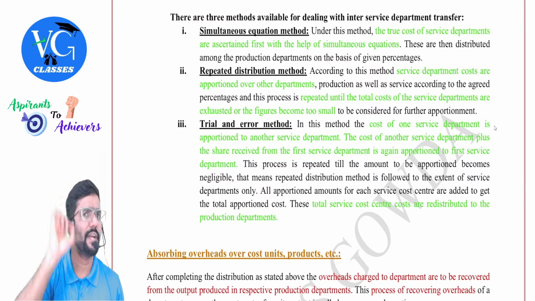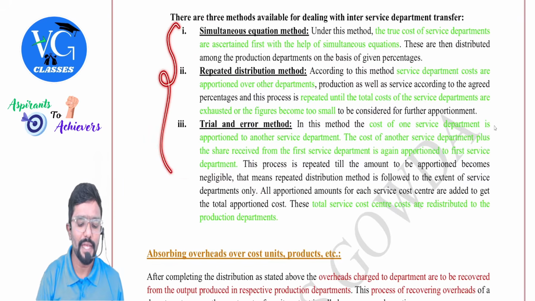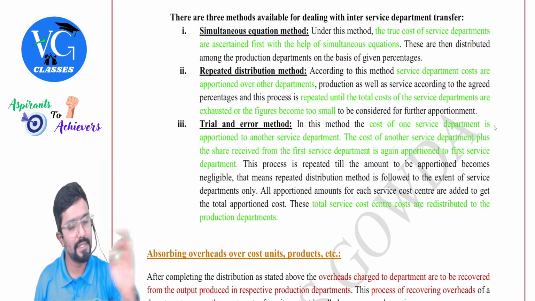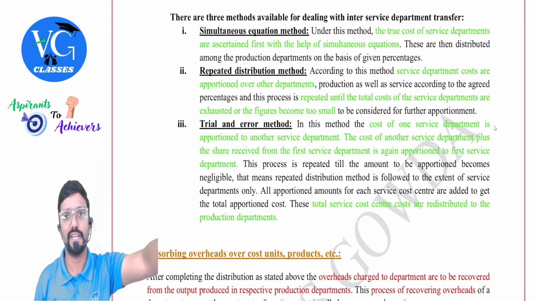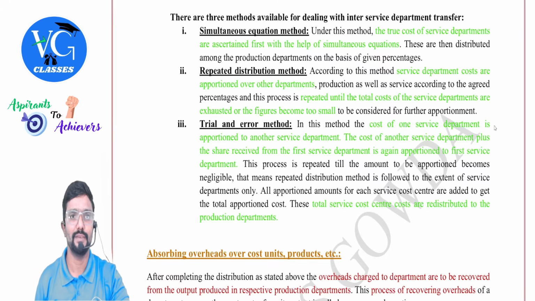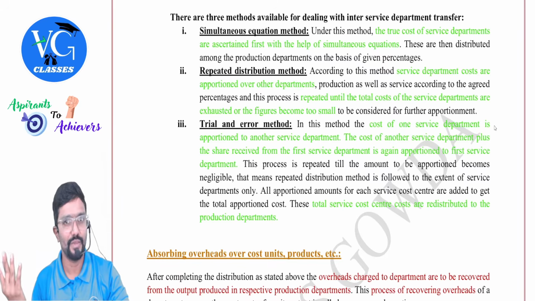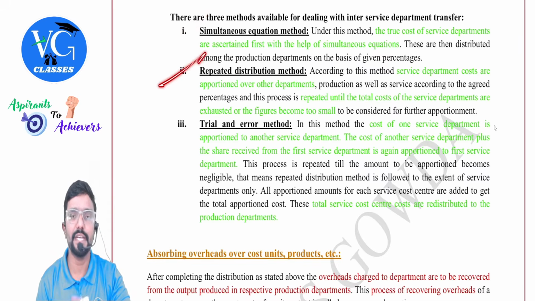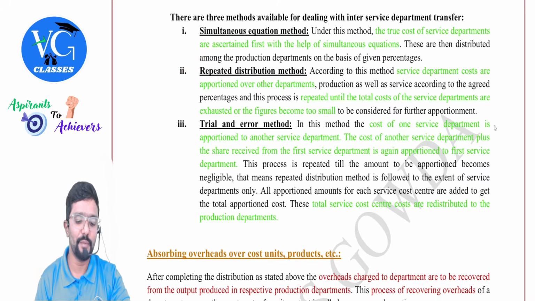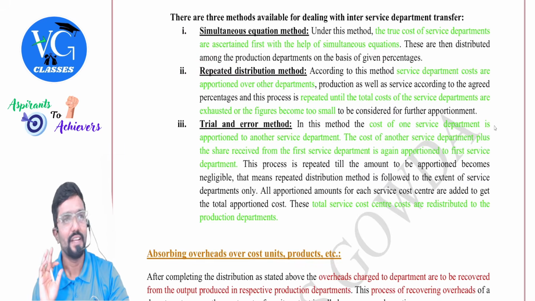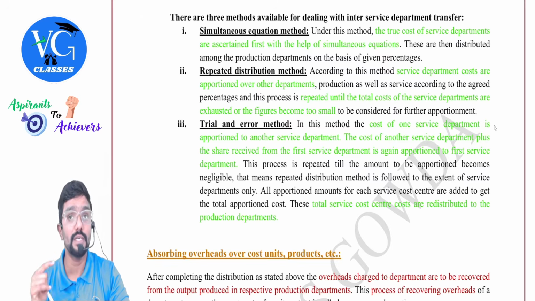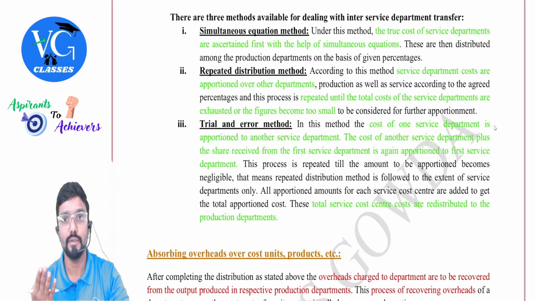Guys, one more thing. Let me clarify it before only. If you follow any of these methods, the end result will remain the same. All 3 methods, end result is same. The only way we do it is different, but the end result will remain same. Clear? Yes. And in the question, they would have asked which method you have to follow. If by chance the question is silent, you can follow simultaneous equation or repeated distribution. Preferably, you follow repeated because it will save time. Hope you understood.